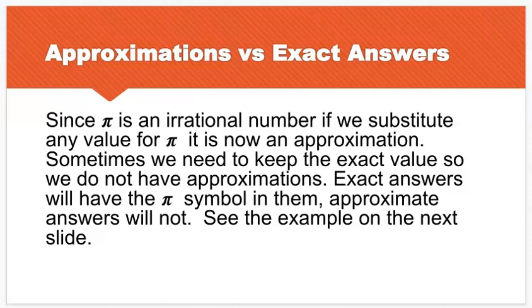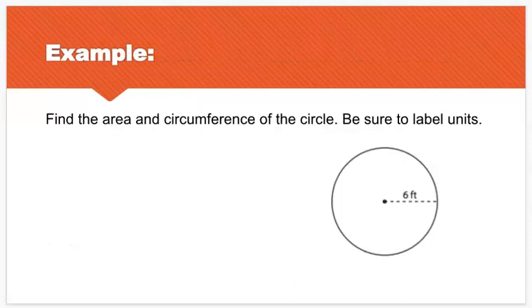Let's talk approximations versus exact answers. Since pi is an irrational number, if we substitute any value for pi, we've now approximated it. Sometimes we need to keep the exact value so we don't have approximations, especially when we're using them in lots of calculations. Exact answers will have the pi symbol in them. Approximate answers will not. Let's look at an example.